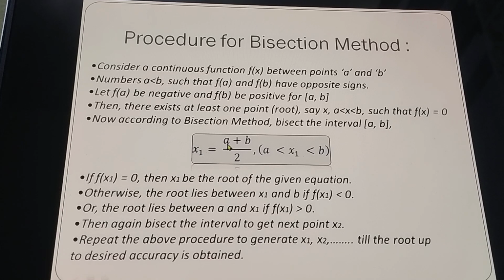Once you get the value of a and b, you can apply this formula, that is a plus b by 2. You can see this is the bisection of the range. That value whatever you get is the answer of the first iteration. And according to the requirement of the question, we have to go for the number of iterations.